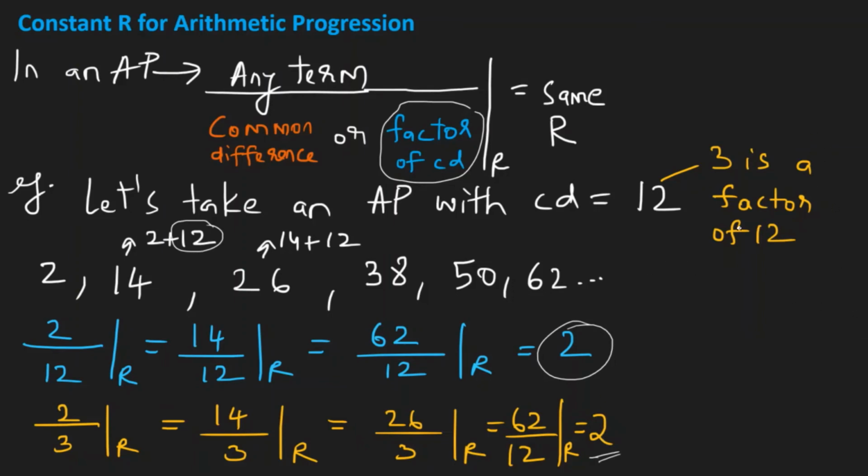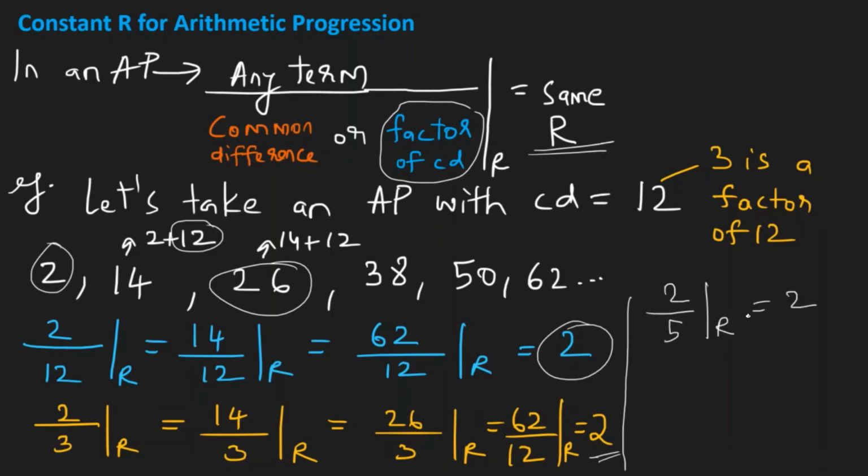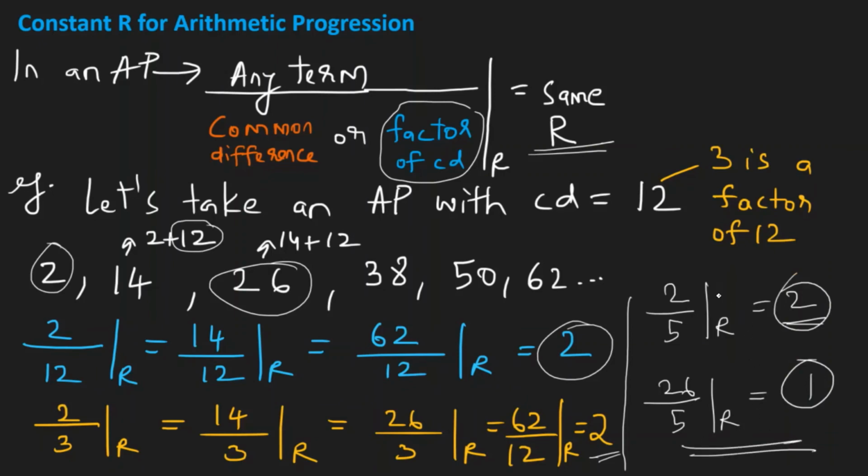Now, you can also see that it's not always the case. Say, let me take two terms from this AP. I have 2 and I have 26. Let me try to divide both of them with 5 and let me see if I will get the same remainder as I am getting in this case. So 2 divided by 5, my remainder is 2 itself, right? Because 2 is 0 into 5 plus 2. Alright. Now if I take 26 divided by 5, my remainder is 1, right? Because 26 is 5 into 5 plus 1. So you can see that the remainder is not the same in this case, and that's because 5 is not a factor of the common difference.